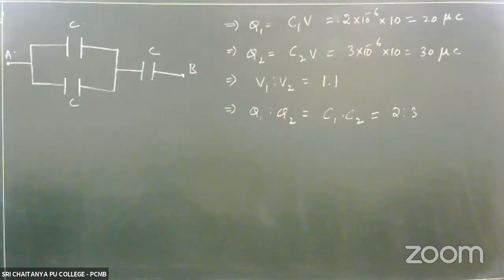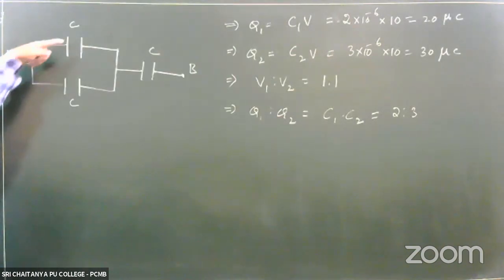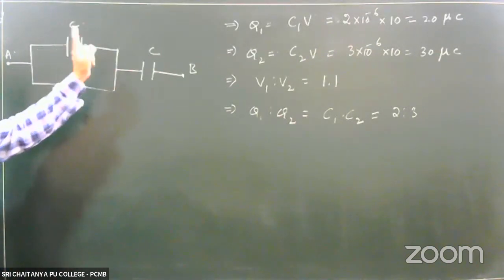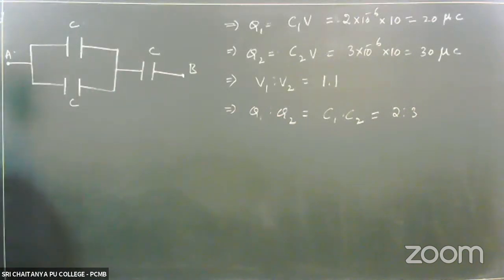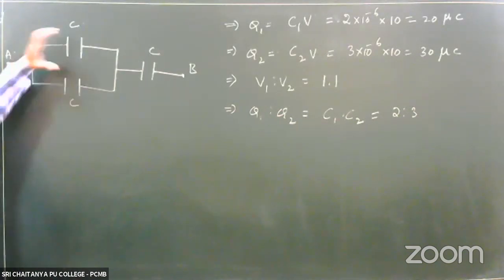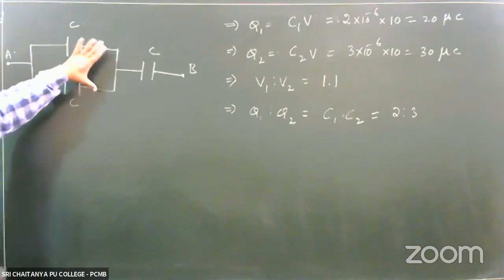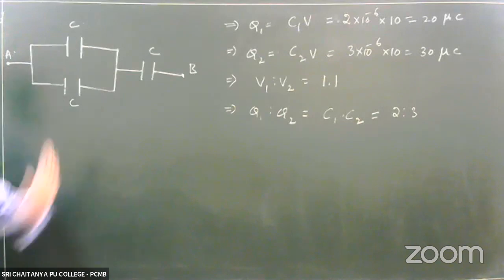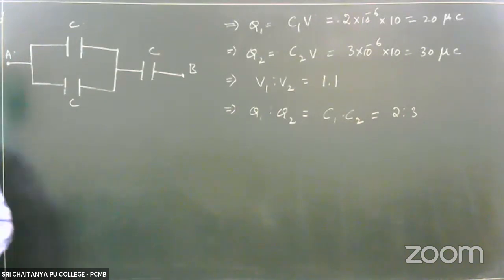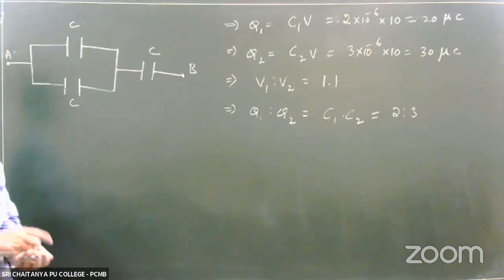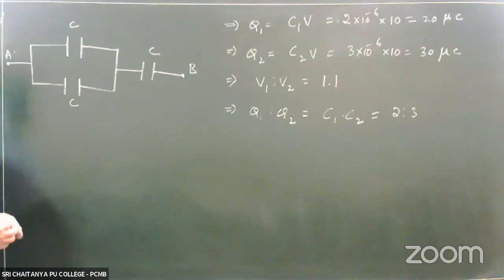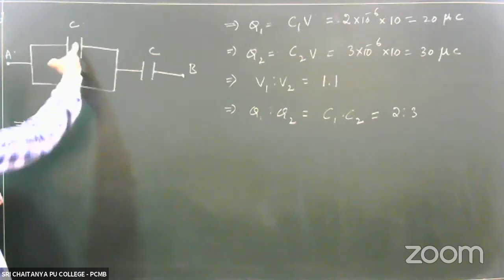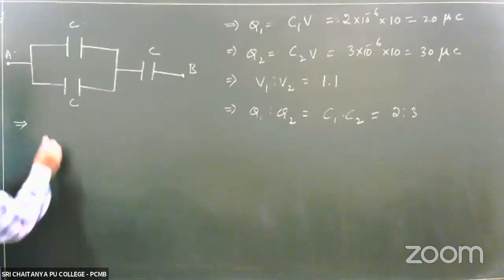See here. 3 capacitors, C, C, C. Each capacity is C. They are connected like this. These two are in parallel and this combination is in series with this. What is the resultant capacity? That is the question. Directly you can answer. But the way to follow is, first combination of these two acts like a single capacitor.